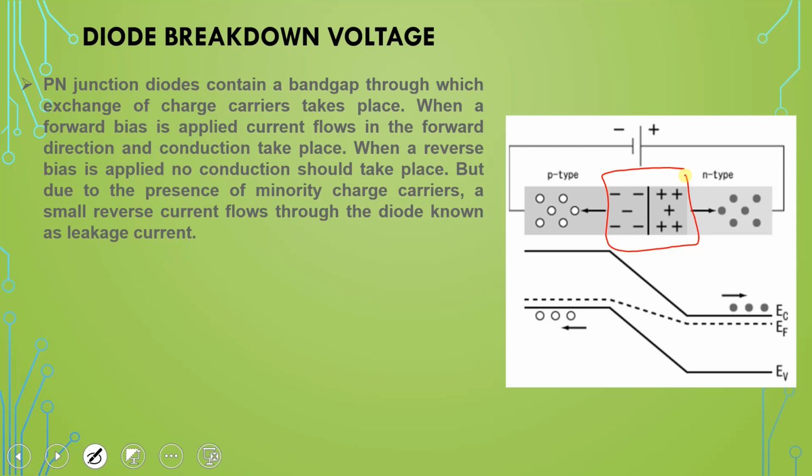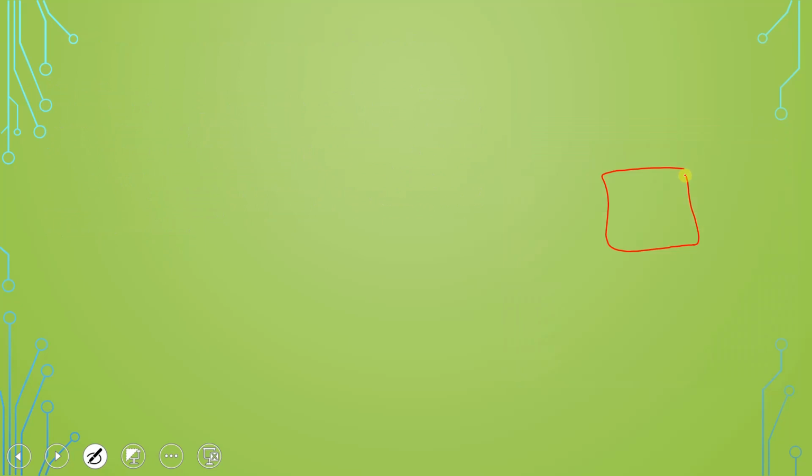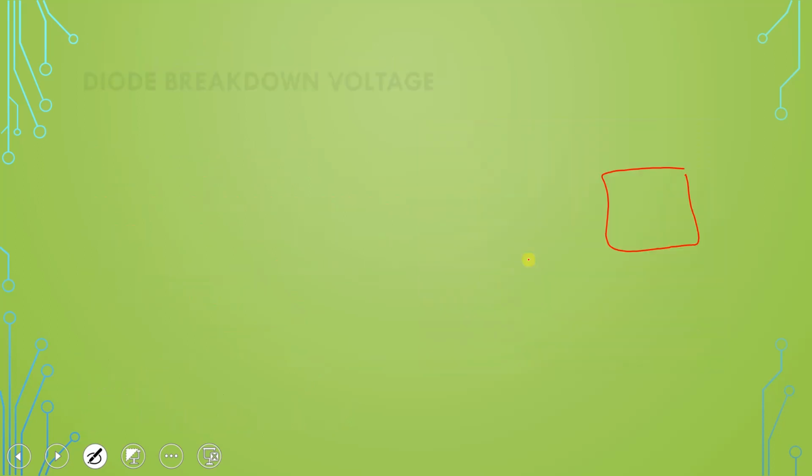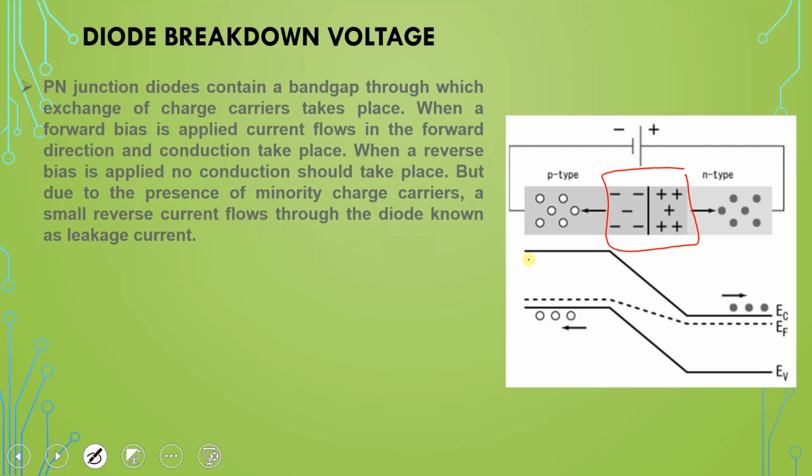But due to the presence of minority charge carriers, a small reverse current flows through the diode, known as leakage current. As in the previous slide, this is the leakage current. The minimum current flowing in the reverse direction is leakage current.